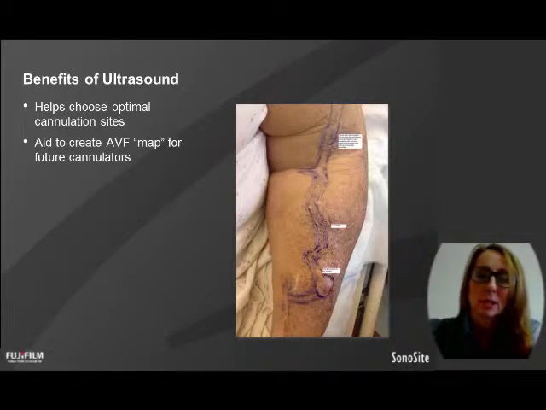So you can see on this image on the right here, I've created a map. I've drawn it on the patient's arm, and this arm had a fistula for a year that wasn't being used because the staff had had multiple difficult cannulations. So I was able to draw a map, take a photo of that and save it in their records so that staff could see where the bends and turns were and how deep it was. And then they were able to successfully cannulate.